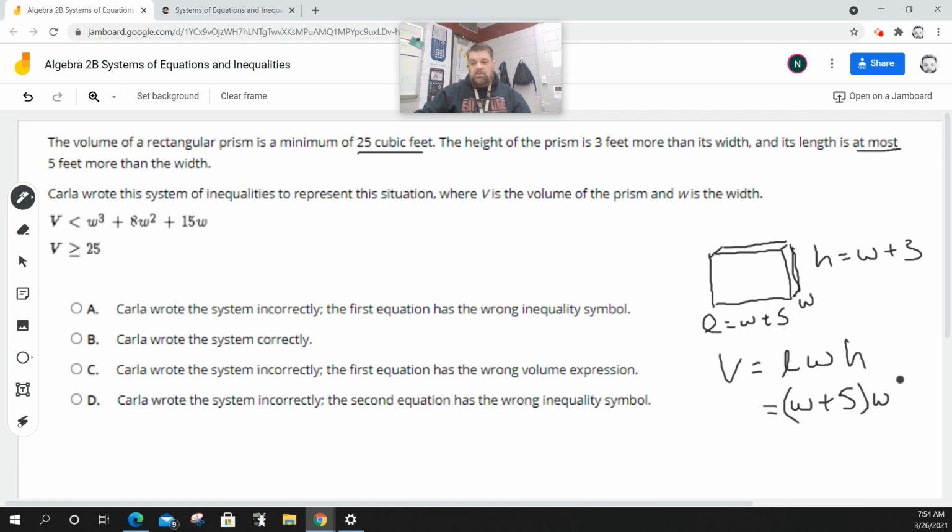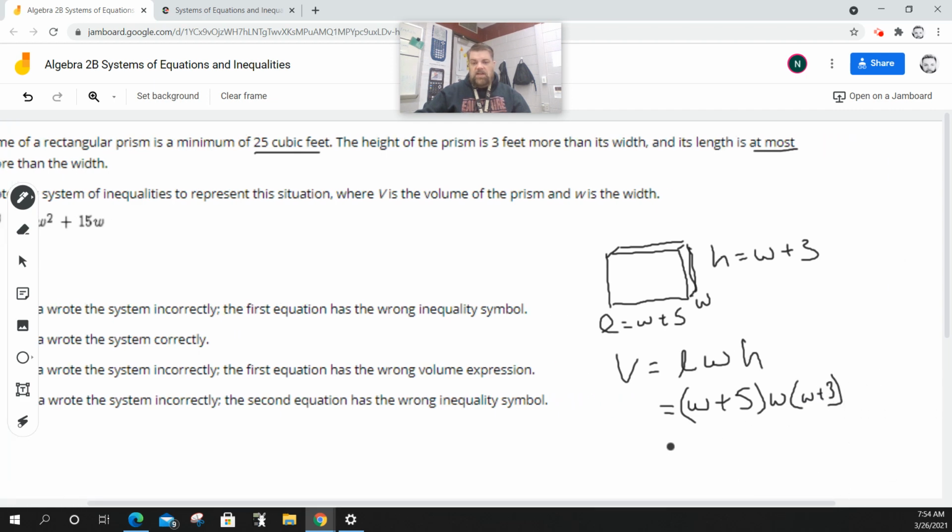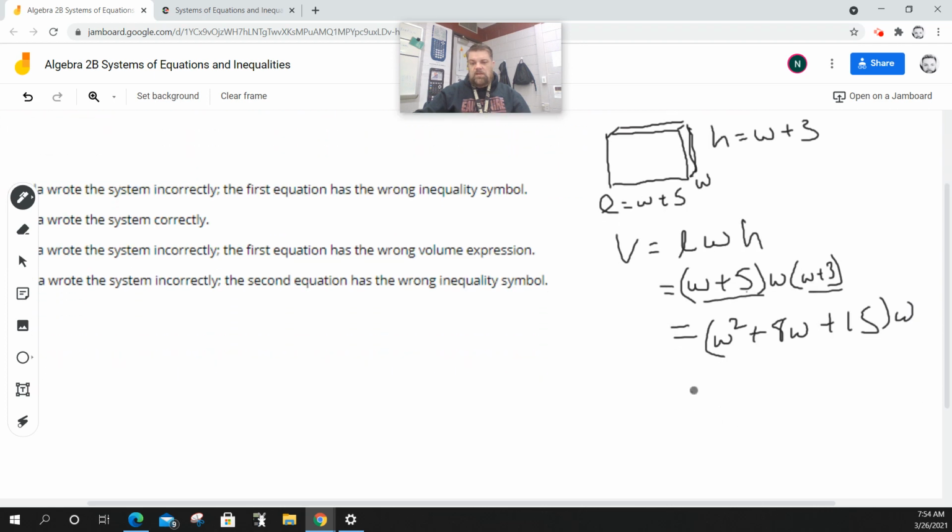Times the width, which is just the width, times the height, which is w plus 3. And if we multiply this out, I'm going to multiply this by this, which gives me w squared. 5 times w is 5w, 3 times w is 3w, and I add them together, I get 8w. And then 5 times this is 15, and all of that gets multiplied by w. So the expression is w cubed plus 8w squared plus 15w.